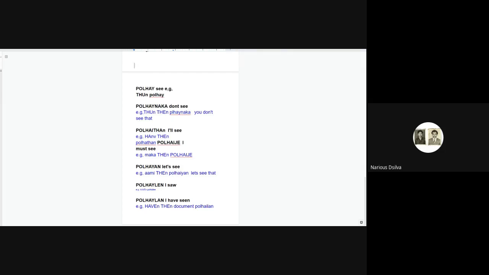For example, let us say two people are contradicting. A mother is telling the child, pole inaka, don't see. But the child is revolting and saying, pole ita, I'll see. Mother says, pole inaka, but the child reacts, saying, pole ita, I'll see. So pole ita is, I'll see. How ten pole ita? I will see that.